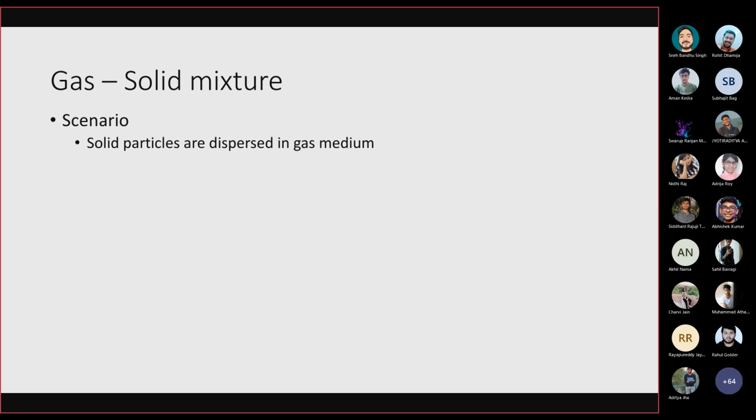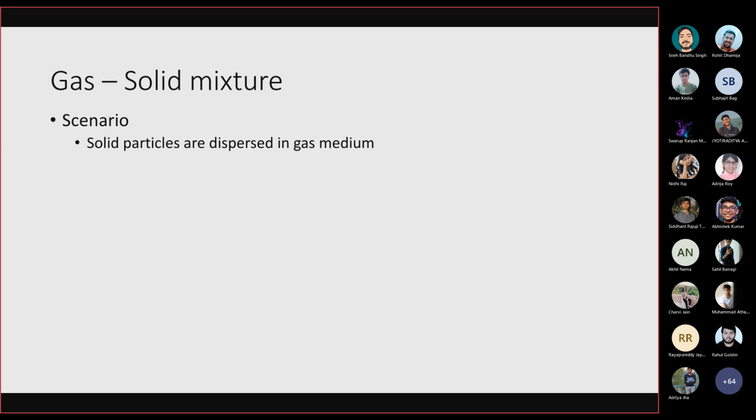So any other methods we can use to separate gas solid mixes, which we have seen in the mechanical operations course? Are you getting any idea apart from filters? Electrostatic precipitator. Yes, electrostatic precipitator we can use. That is one. Any other one?